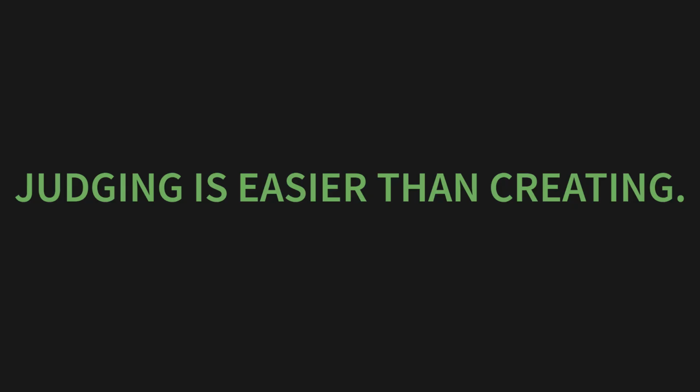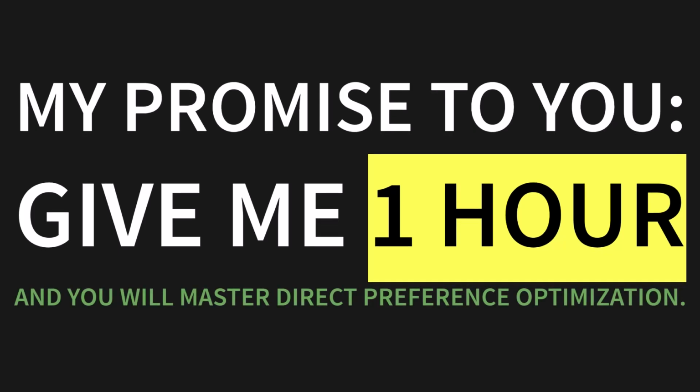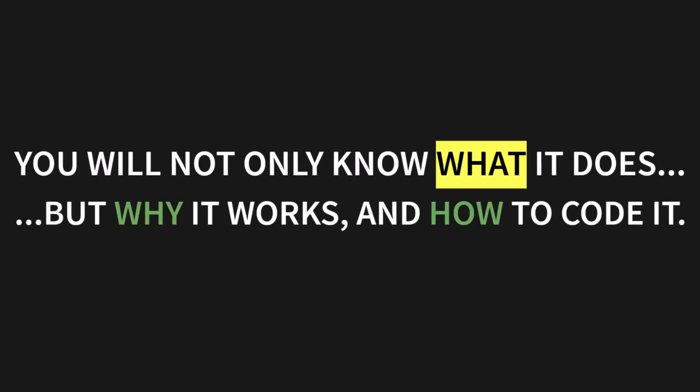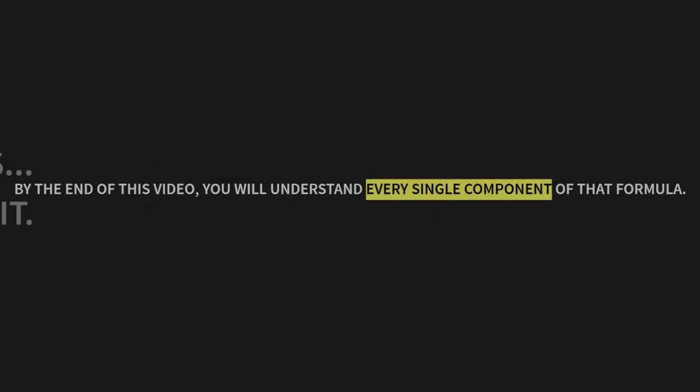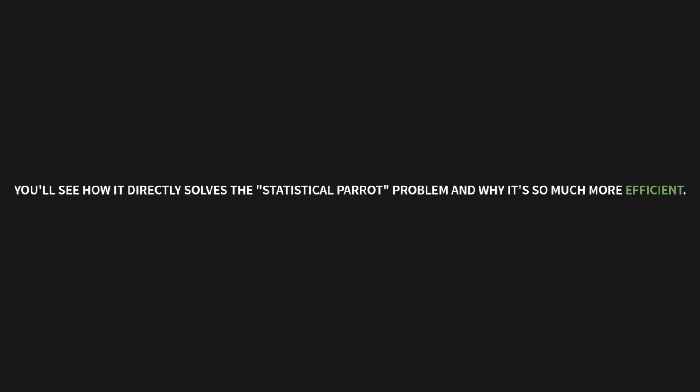Think about it. It's true, right? So here is my promise to you. Give me 1 hour, and you will master direct preference optimization. You will not only know what it does, but why it works, and how to code it. By the end of this video, you will understand every single complexity of it. You'll see how it directly solves the statistical parrot problem, and why it's so much more efficient.